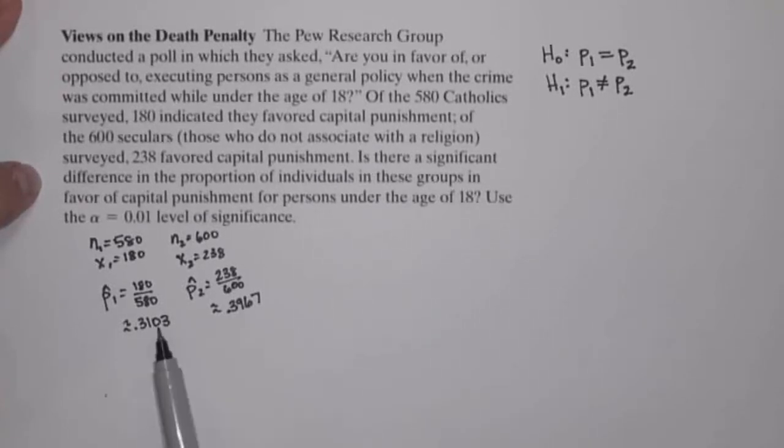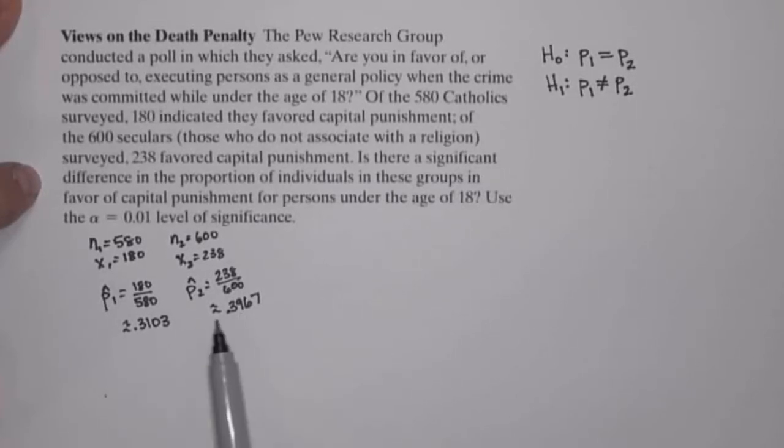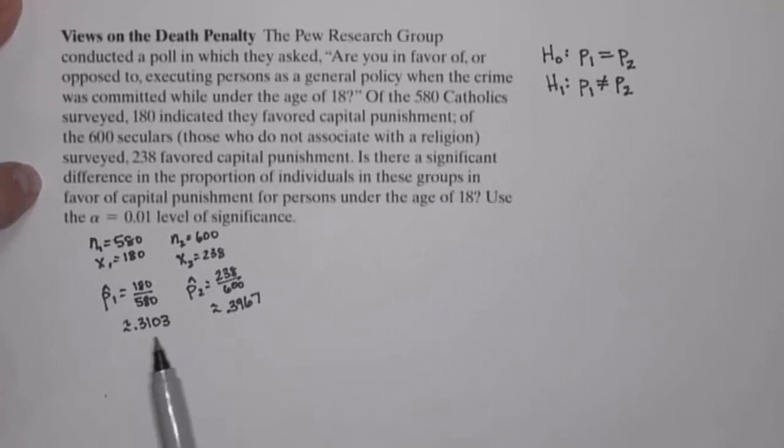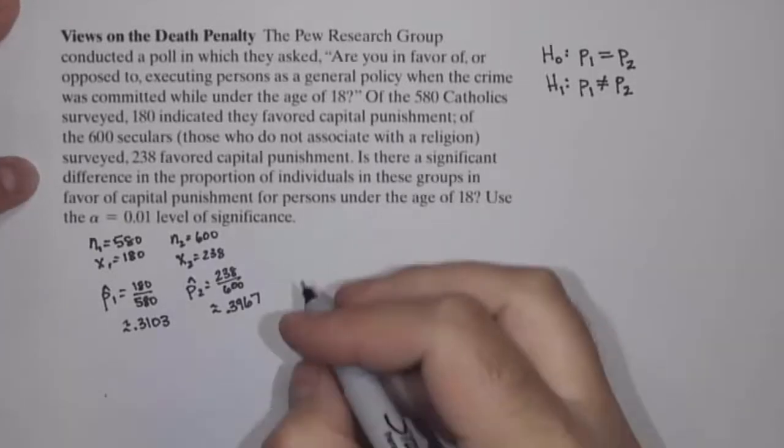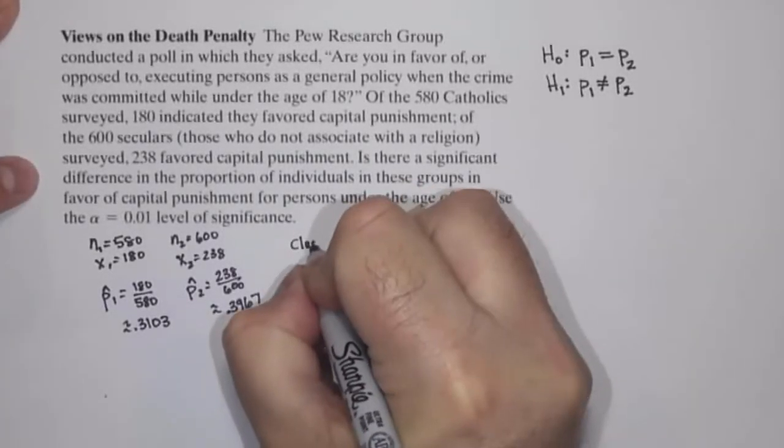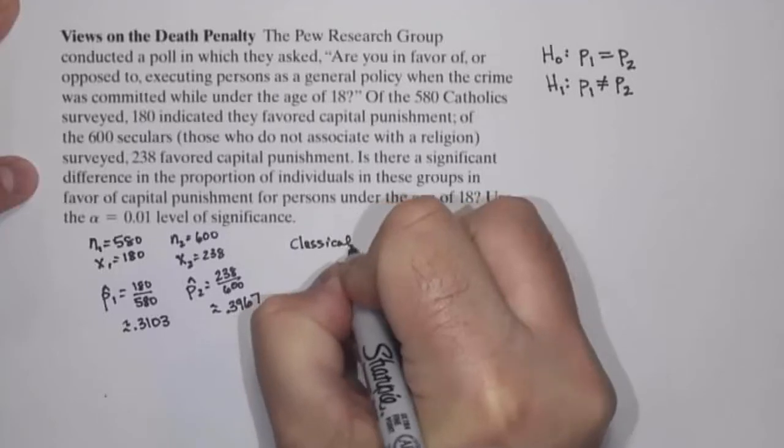So it looks like there's a difference, right? 31% of Catholics versus almost 40% of seculars. And so the question is, is that difference significant? Is there a significant difference here? So is this difference enough to say that there's truly a difference between the opinions of Catholics and seculars, or is the difference here perhaps due to variation in samples? Well, in order to use the classical approach, I need to calculate Z0.